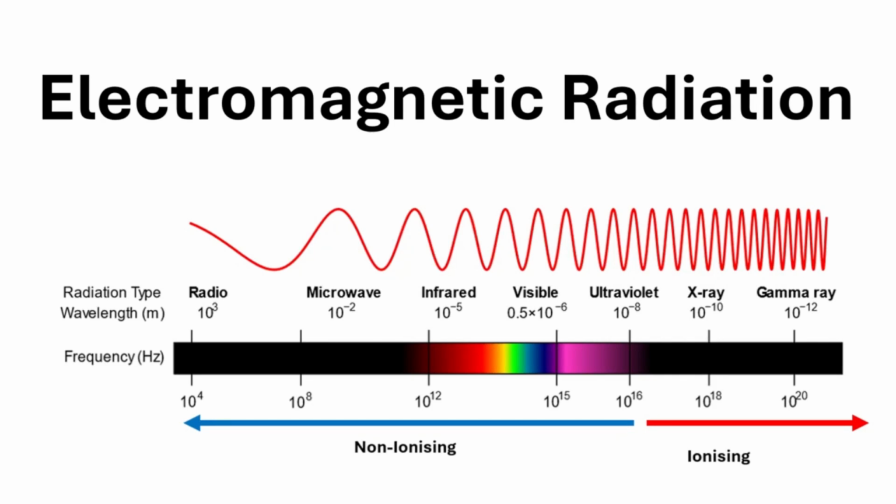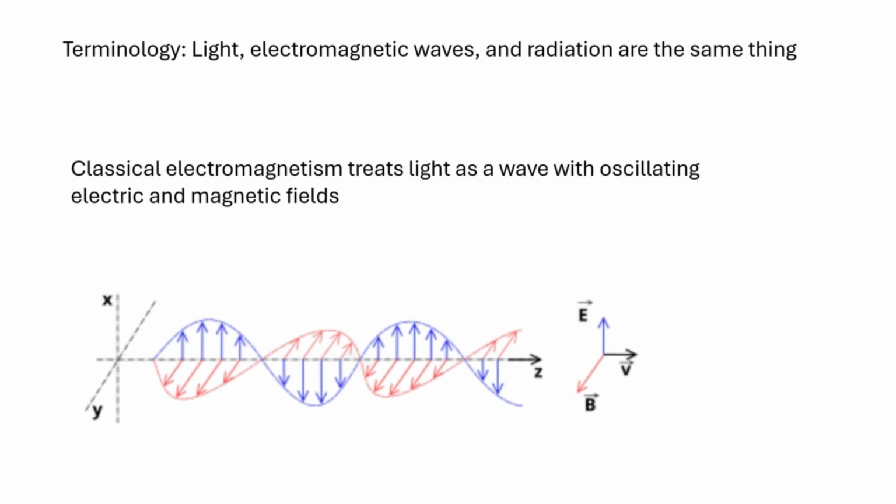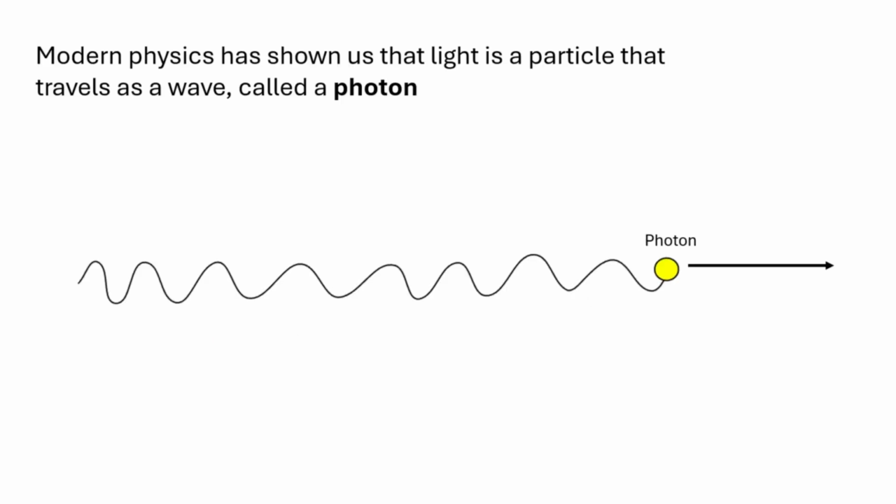Hello everyone, let's go over an introduction to electromagnetic radiation. So let's start by giving some background. Light is a kind of electromagnetic wave, also called electromagnetic radiation. Classical physics says that light is a transverse wave that propagates in a direction with oscillating electric and magnetic fields that are perpendicular to each other and perpendicular to the direction of motion of the light.